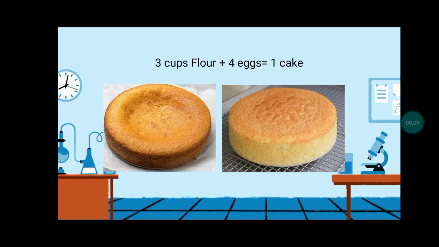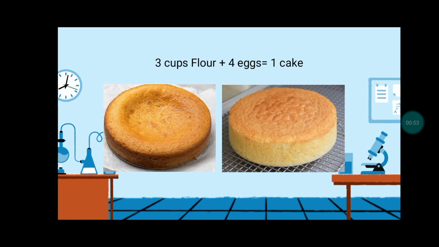In baking cakes, we need these main ingredients. We need 3 cups of flour plus 4 eggs in order to make one cake. However, we only have 6 eggs in the fridge. So, we decided to use 2 eggs on the first cake and 4 eggs on the other one.